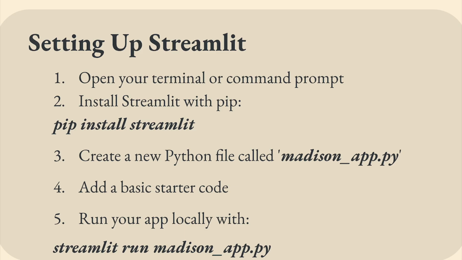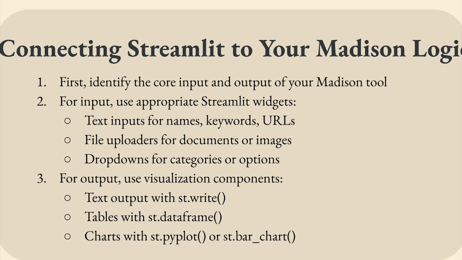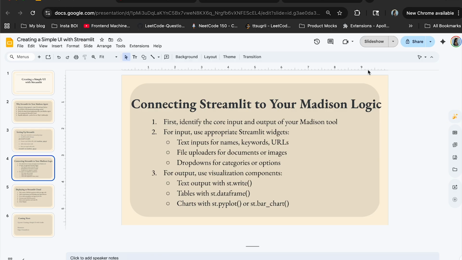Now let's connect this simple UI to your Madison agent's functionality. And these are the steps that you need to keep in mind. So first, for your project, identify your code input and output. And for input UI, you can use either a text input or drop downs. And for output, you can actually be creative. You can be innovative and use a chart or tables to visualize your data. You have your complete creative freedom here. And let me just implement a simple brand analysis and give a demo.